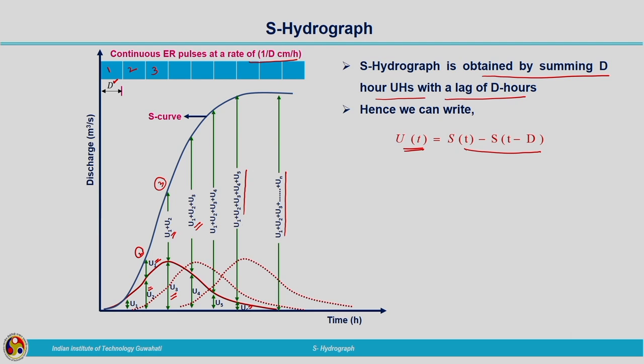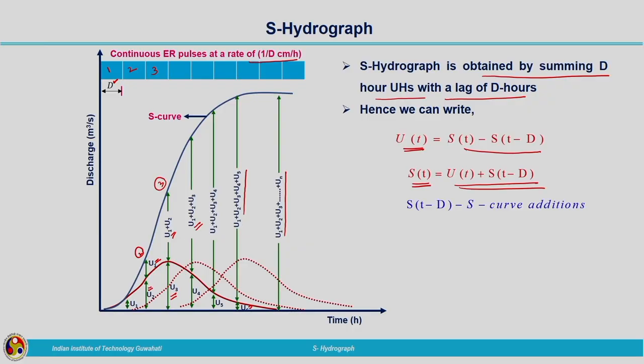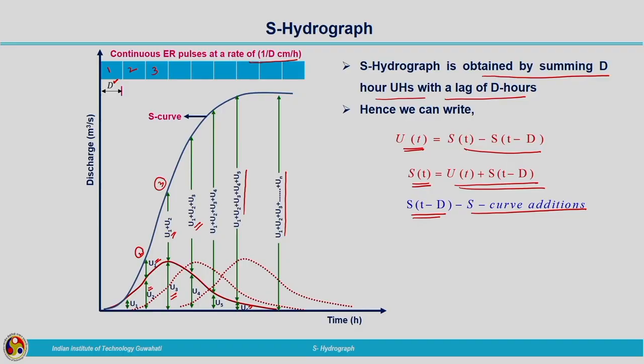So the unit hydrograph U of t can be written as the difference between S of t and S of t minus d. So S of t, the ordinate of the S-hydrograph, can be written as U of t plus S of t minus d. U of t is the ordinate of the unit hydrograph and S of t minus d is the ordinate of the S-hydrograph coming from a lag of Dr hours. This is called the S curve addition. If a unit hydrograph is there, we can derive the S-hydrograph using this principle. That is, unit hydrograph ordinates are the difference between the ordinates of the S-hydrograph at times t and t minus d. So that much about the S-hydrograph.